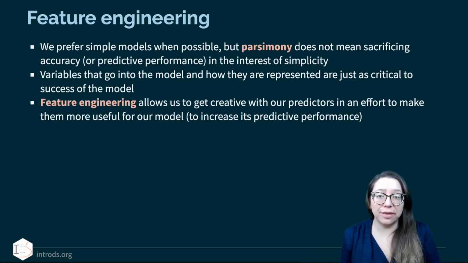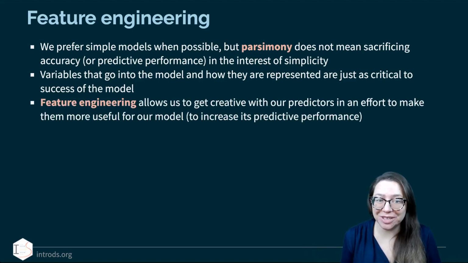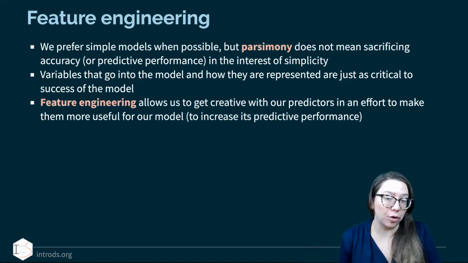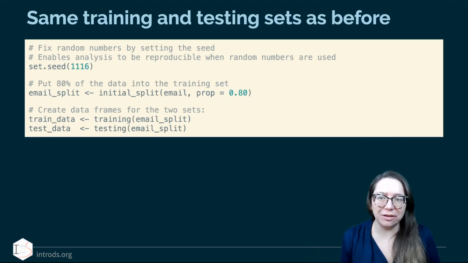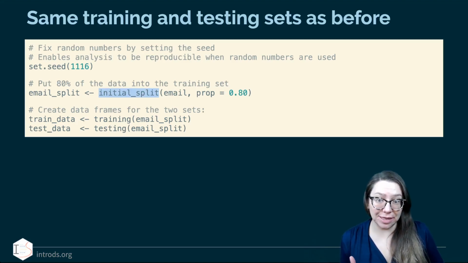Feature engineering is a way that allows us to get creative with our predictors in an effort to make them more useful for our model, and more useful usually means to increase its predictive performance. So we're going to work with the same training and testing sets as before, and this is where having set a seed is going to help us from one video to the other, because we can again set the same seed and then do the initial split from our email data set to split our data into training and testing data. And for those, we're using the functions training and testing.